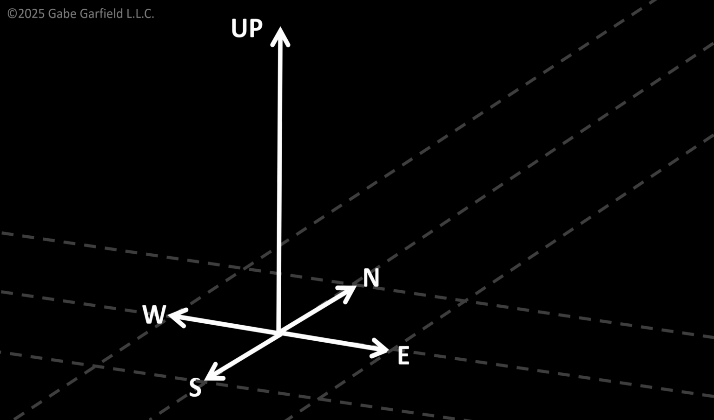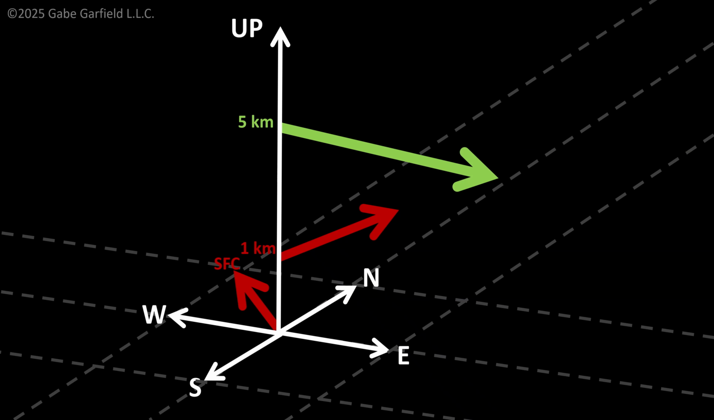Okay, let's plot a hodograph using our example wind profile. So in that profile, there was a southeast wind at the surface, and a south-southwest wind at 1 kilometer, a westerly wind at 5 kilometers, and a west-northwesterly wind at 6 kilometers, pretty fast. So to make the hodograph, you connect the tips of the wind vectors.